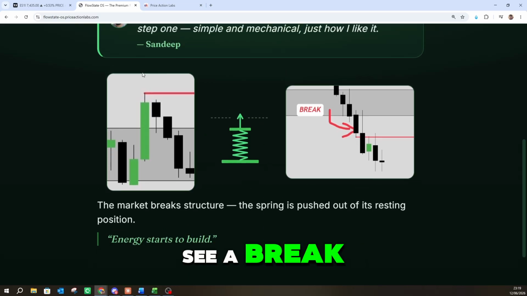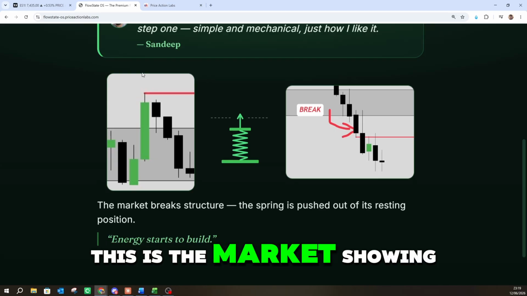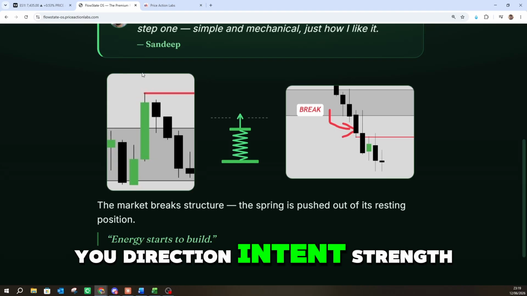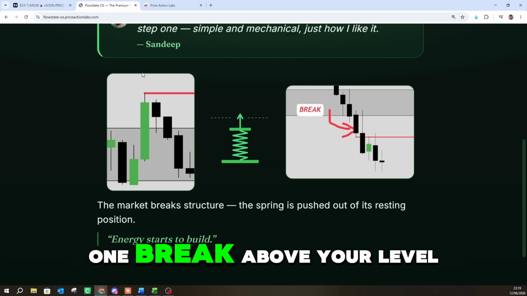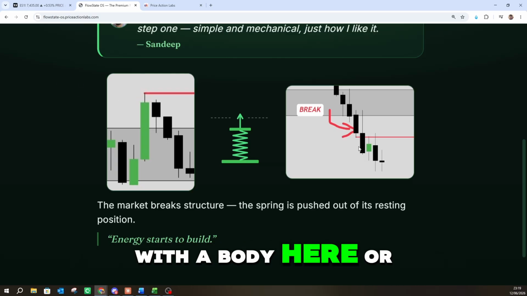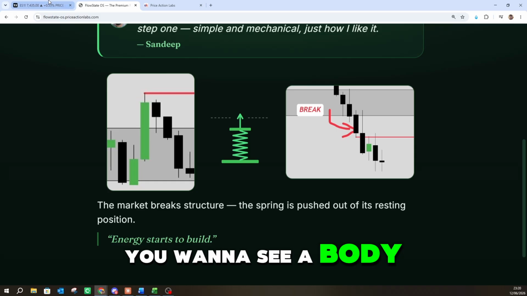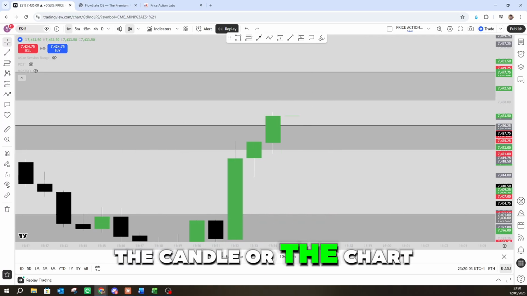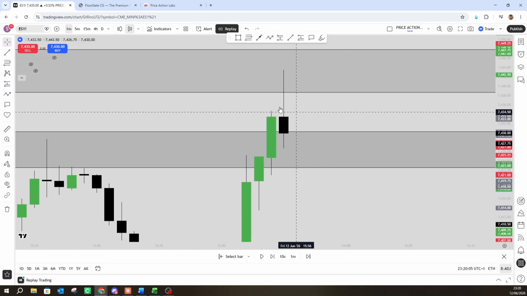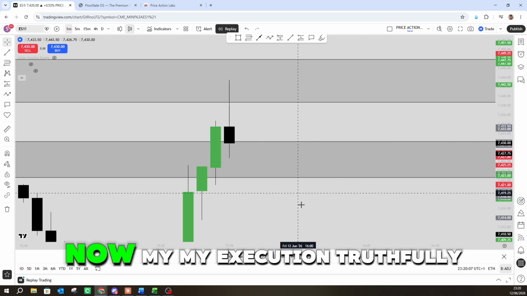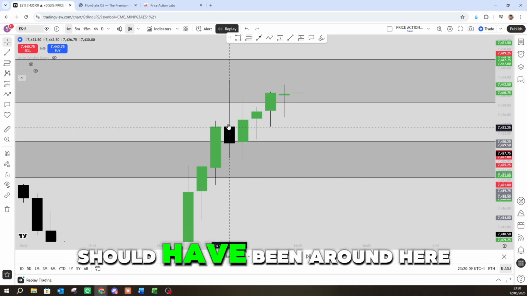When you see a break, this is a form of energy. This is the market showing you direction, intent, strength. One break above your level with a body, here or here. So in this case, you want to see a body break. If you look at the chart, this was the body break here. That to me was the body break. Now, my execution truthfully should have been around here.